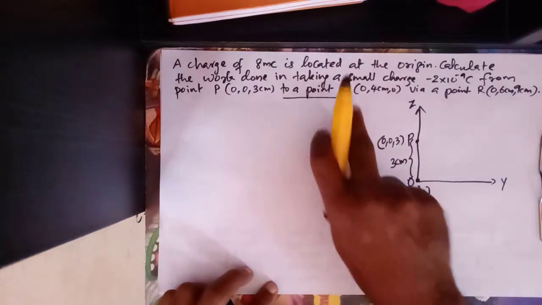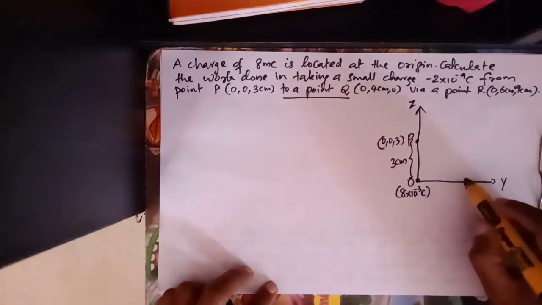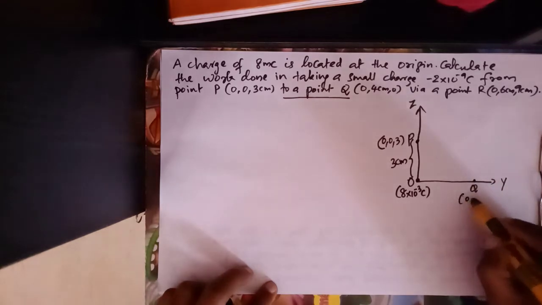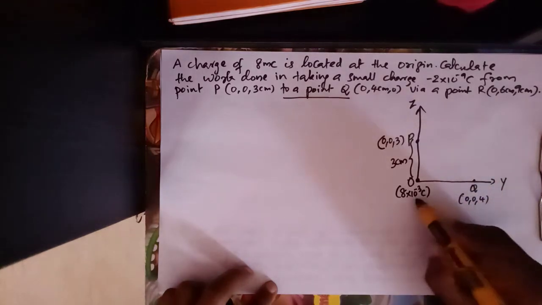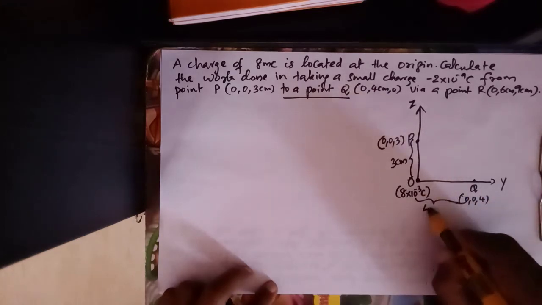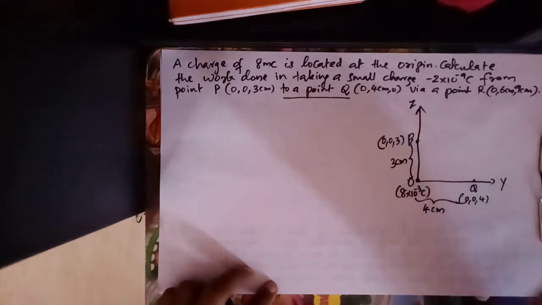Now which is the other point Q? 0, 4, 0. It is on the Y axis. So we can locate the point Q here. Now what is the distance from here to here? We can mark the distance 4 centimeters from here to here.